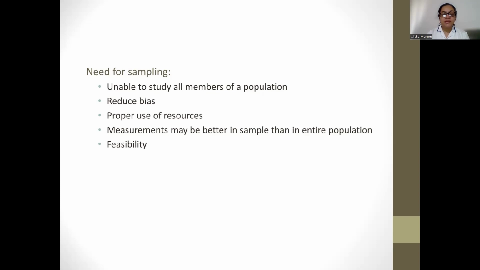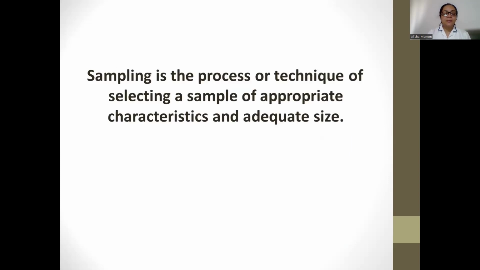First is that we cannot study the entire population altogether. Sampling reduces bias in any research study. It ensures proper use of resources, and measurements will be better in a sample than in an entire population because the number is small compared to a bigger population. And of course, the feasibility part of it is also there when we come to why we need to do sampling in a research process.